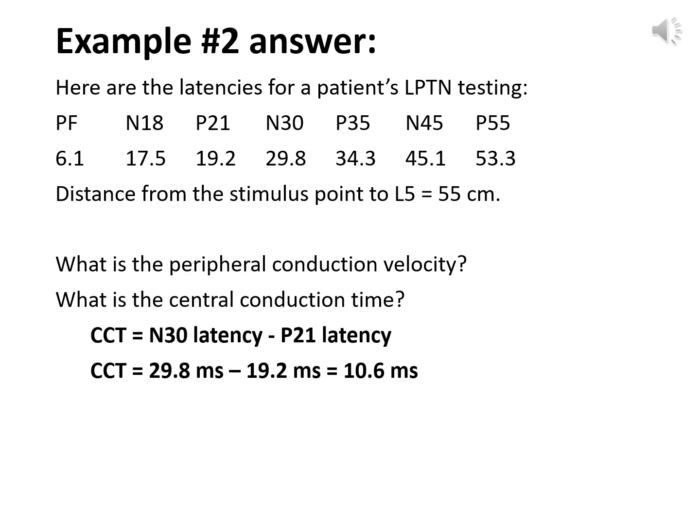The central conduction time is the conduction of the spinal column. The starting point would be the dorsal root entry point, which is the P21, and then up the spinal column to the N30, which is the first cortical response. The N30 latency is 29.8. The P21 latency is 19.2. The difference is 10.6 milliseconds, which is the central conduction time.